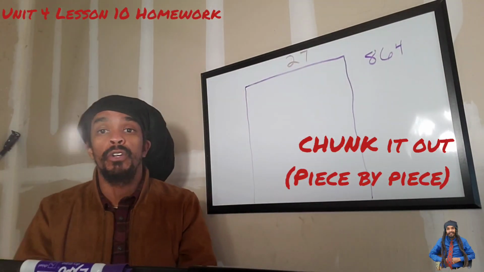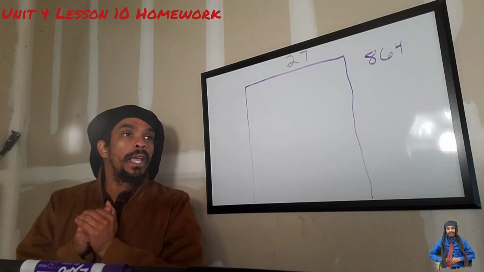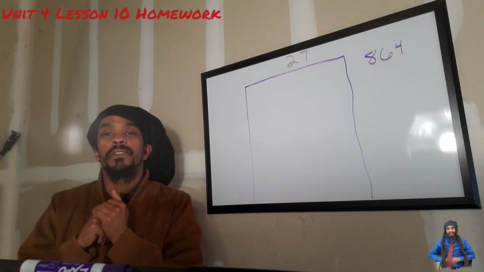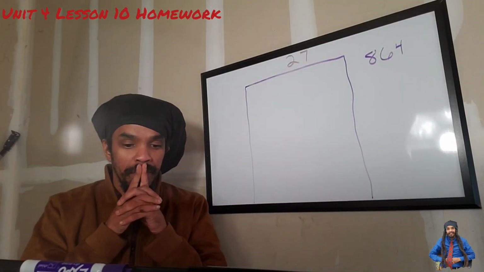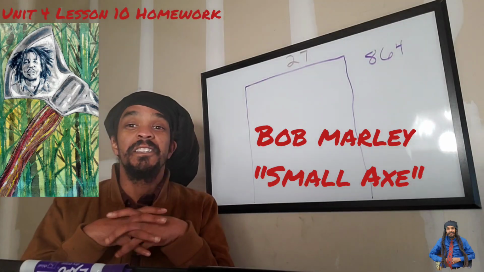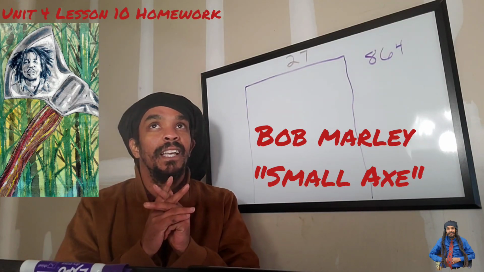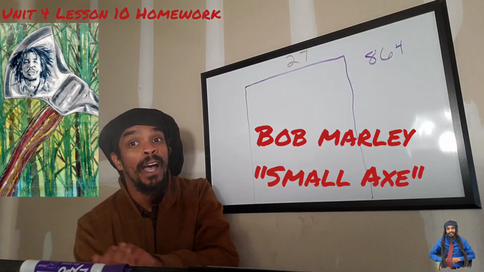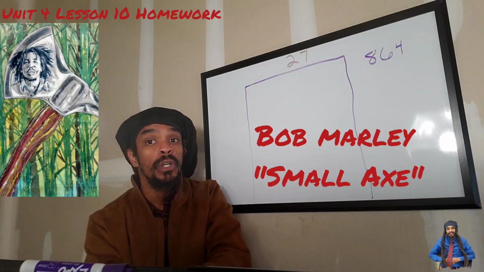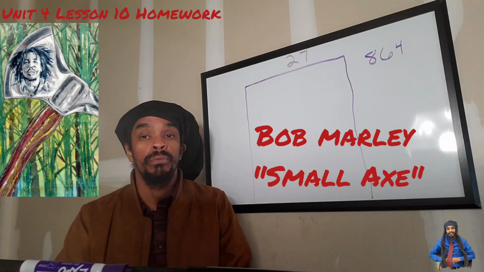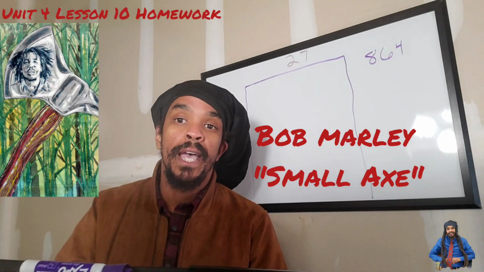Because when I think of partial quotients, I think of, Bob Marley has a great song. It goes like this. If you need a big tree, all you need is a small axe ready to cut you down, to cut you down.